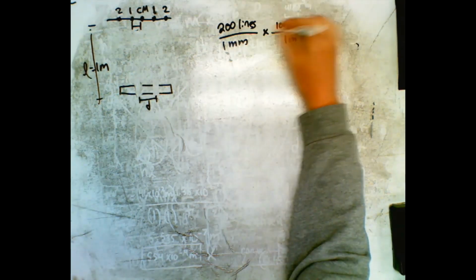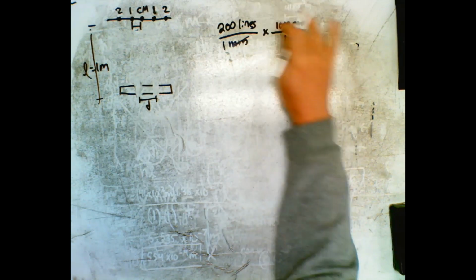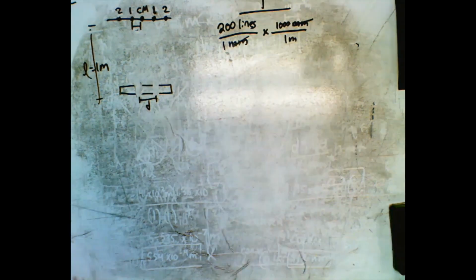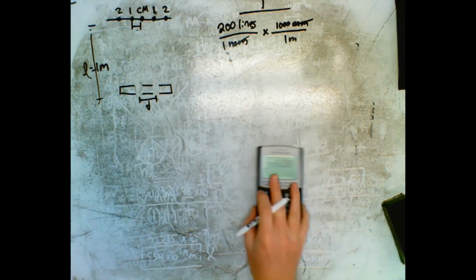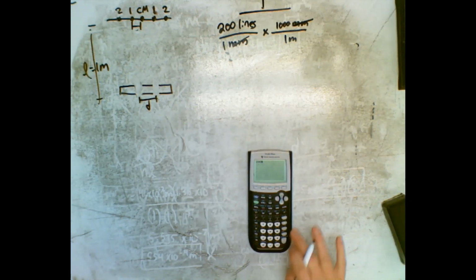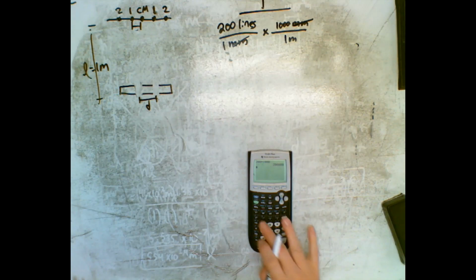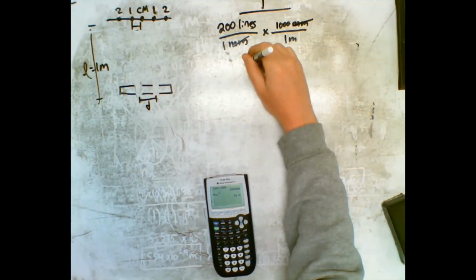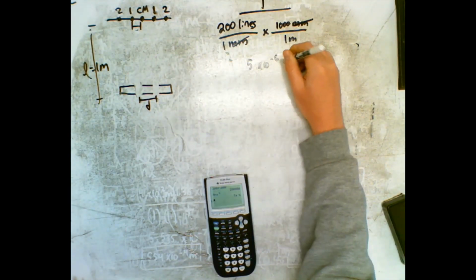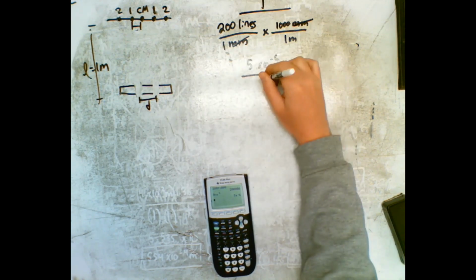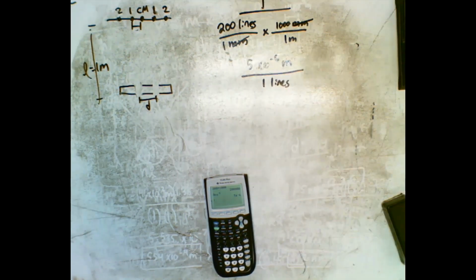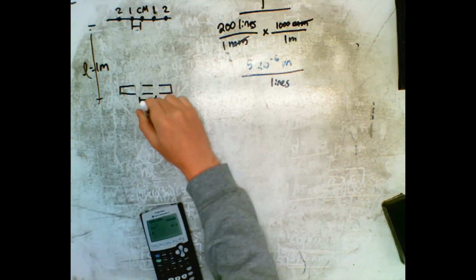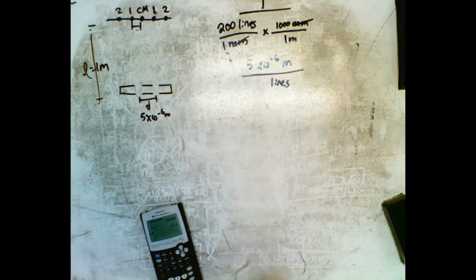Okay, so that would cancel out our millimeters. So that's lines per meter, and then we inverse it to get meters per line. So if I go 200 times 1,000, and then I inverse that, we get 5 times 10 to the negative 6 meters in between the lines. Sorry, there's a little bit of a glare there from my lights. So this is going to be 5 times 10 to the negative 6 meters.